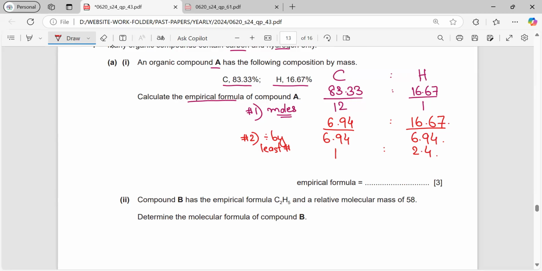Now, as hydrogen is 2.4, it's not a whole number, so we have to multiply both of these numbers with any number so that we can get a whole number. We can multiply it by 5. And when we multiply 2.4 by 5, we get a whole number. So for carbon, we will get 5, and for hydrogen, we'll get 12. So the empirical formula of this compound will be C5H12.